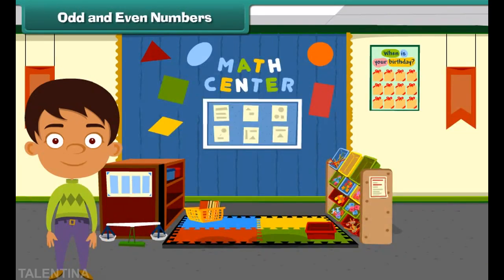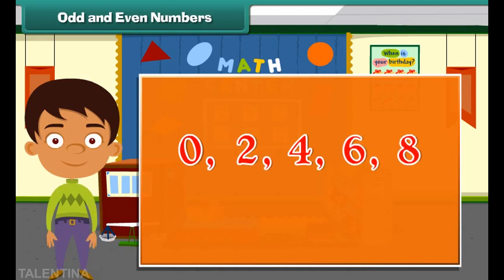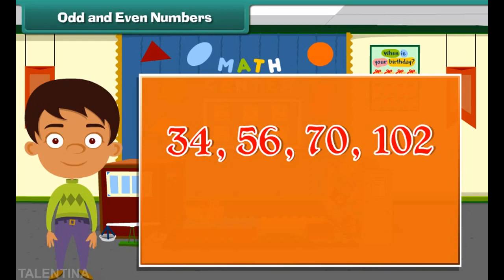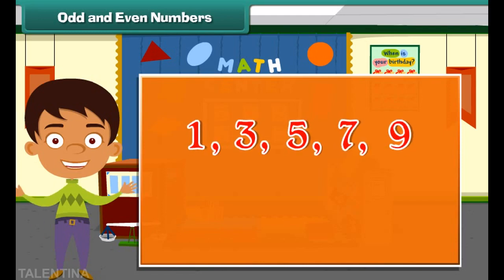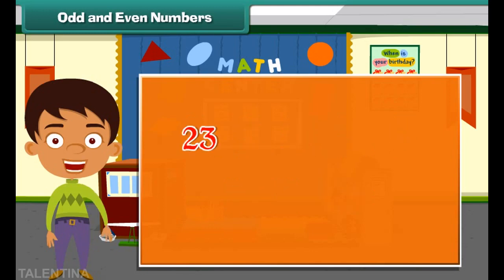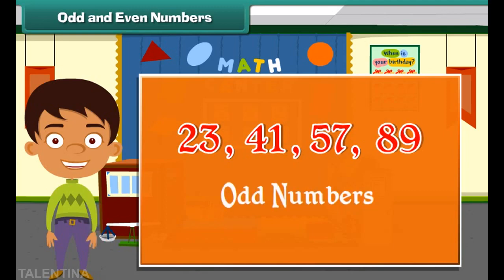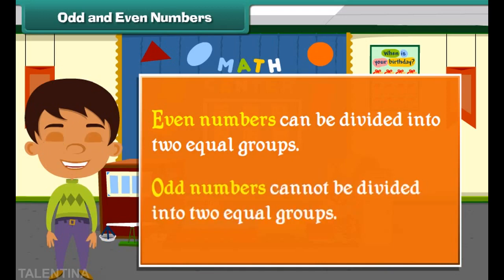Odd and even numbers. Any number that has a 0, 2, 4, 6 or 8 in the ones place is called an even number. For example, 34, 56, 70, 102 are all even numbers. Any number that has 1, 3, 5, 7 or 9 in the ones place is called an odd number. For example, 23, 41, 57, 89 are all odd numbers. Even numbers can be divided into two equal groups. Odd numbers cannot be divided into two equal groups.